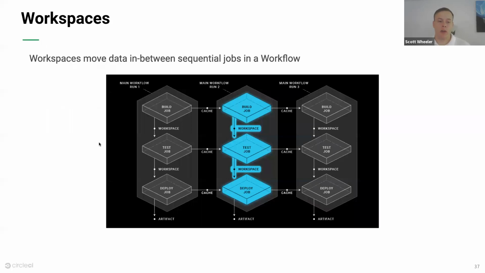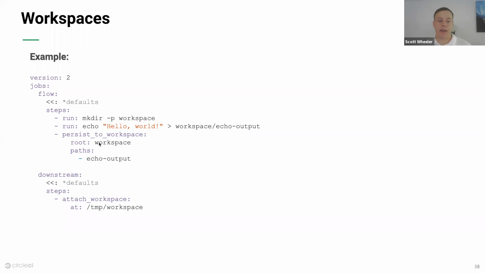Moving into workspaces. Workspaces move data in between sequential jobs in a workflow. This means a data store will be available to every job within a single workflow, and then after the workflow is finished, the data will no longer be available. An example of creating workspaces: workspaces are super easy to use. Use persist to workspace, provide the root directory and the paths you would like to save to the workspace. At the downstream job, you simply attach the workspace and tell the directory you would like to attach it to. And now that directory is available to the builds in the downstream jobs.